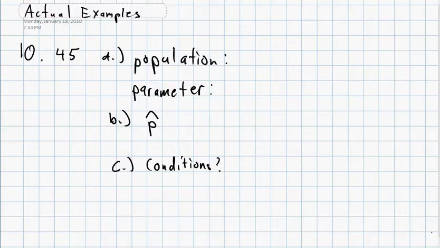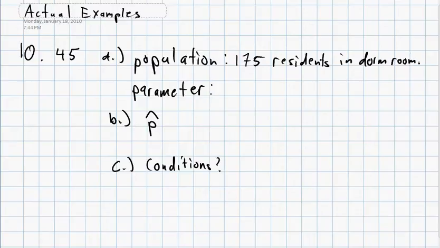Okay, so the first step is to find out what our population is. In this case, the population would be the 175 residents in the dorm room. Because remember, we're taking that 175 residents and doing our sample of 50. The parameter, remember the parameter is what we're measuring. We're measuring the proportion that like the food. Okay, so that's part A.